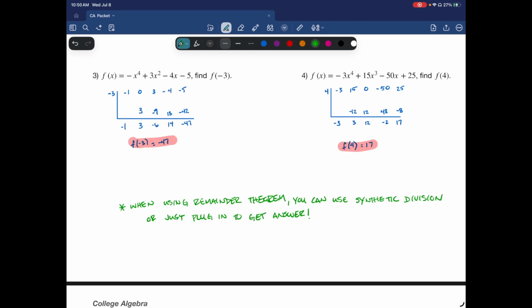Okay, so for 3 and 4, we did the remainder theorem. We did synthetic division, and we found on 3 that if we plugged in negative 3, we would get negative 47, and we found that with synthetic division. So when dealing with the remainder theorem, you can use synthetic division, or you can simply take negative 3, plug it into your equation, and crunch your numbers to get an answer. So you have 2 different ways of looking at it. You can use synthetic division, or you cannot, but that's how you do it.